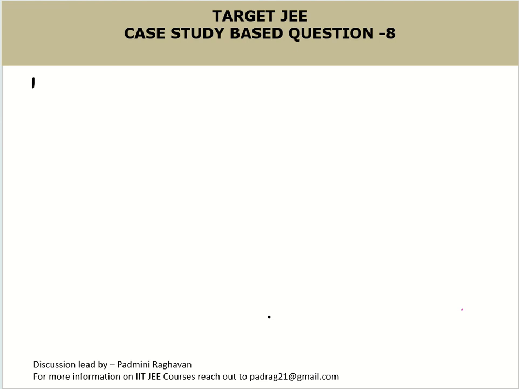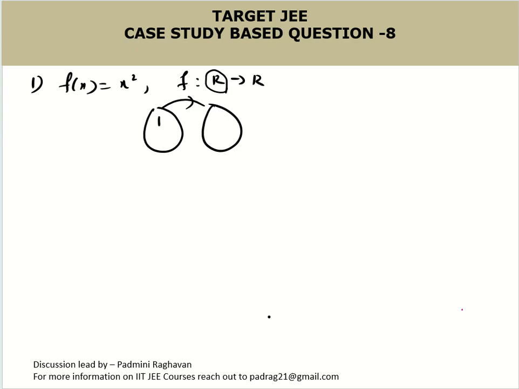So the first subdivision is f of x is equal to x square and the function is from R to R. So we can see that the domain is all the real numbers and you can see that 1 gets mapped to 1 square. Minus 1 also will get mapped to minus 1 square. Therefore, you can see two elements are getting mapped to the same element. So, f is not 1 to 1. That means f is not an injective function. Injective means one-to-one function. It is not a one-to-one function.